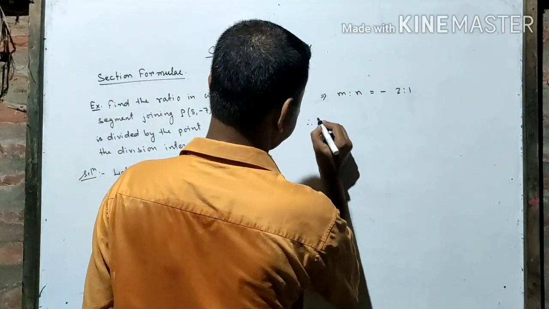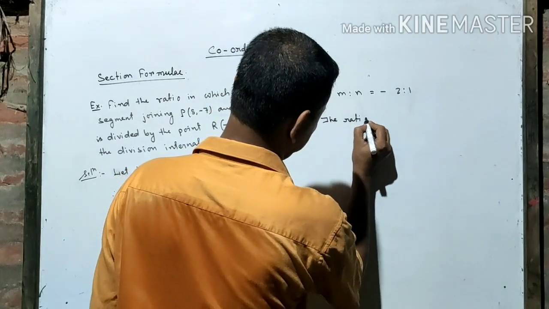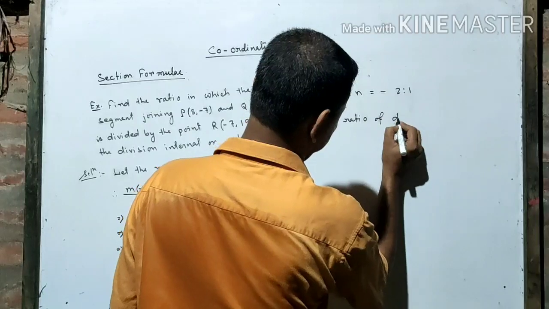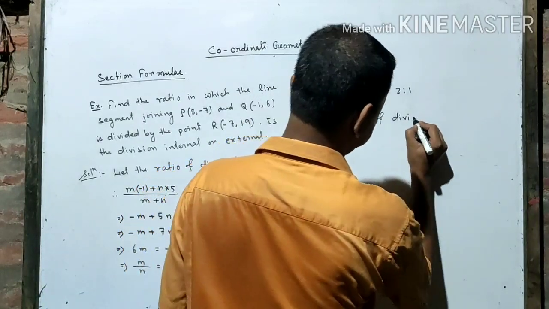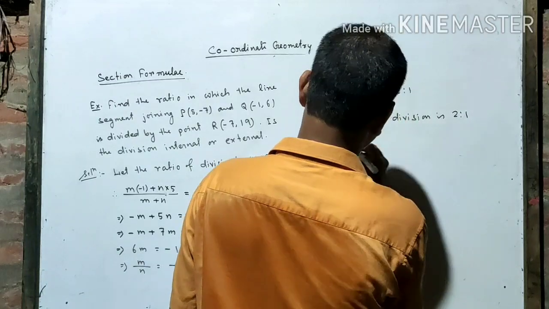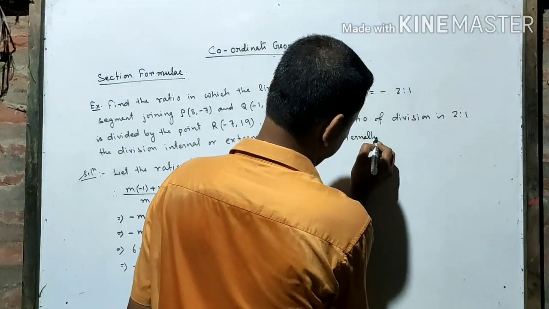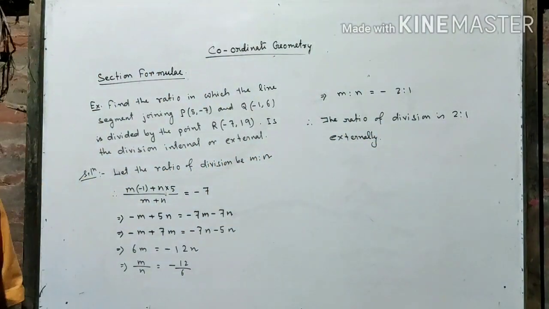Therefore, the ratio of division is 2 is to 1. And what type of division is this? External. So we will write 2 is to 1 external. Okay.